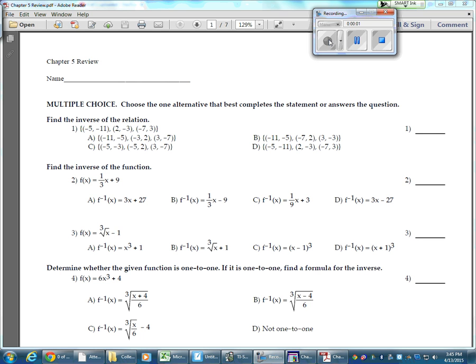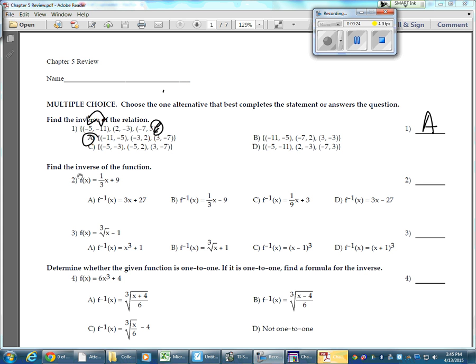All right, taking a look at review problems for your Chapter 5 test. The very first question asks you to find the inverse of the relation. Well, if you're finding the inverse of the relation, then all you do is switch your x and your y. So I'm looking for the points (-11, -5), (-3, +2), and (+3, -7). So my answer would be A for the inverse of that relation.